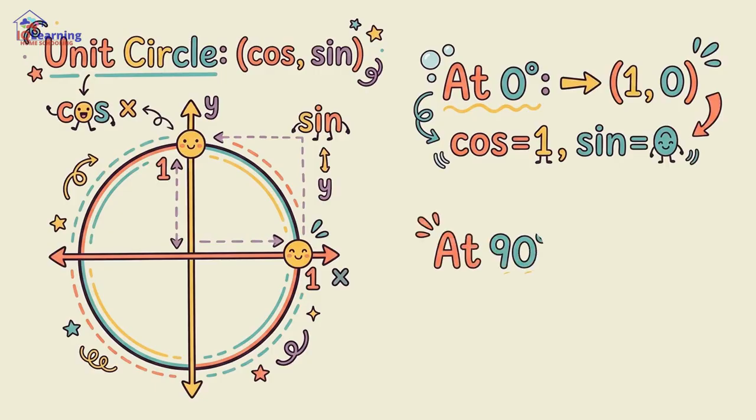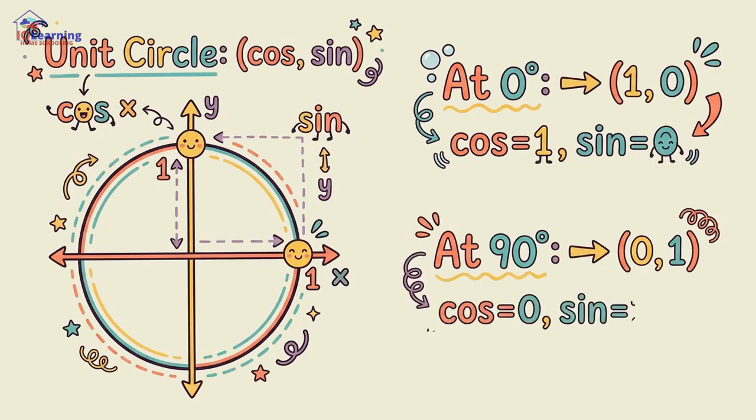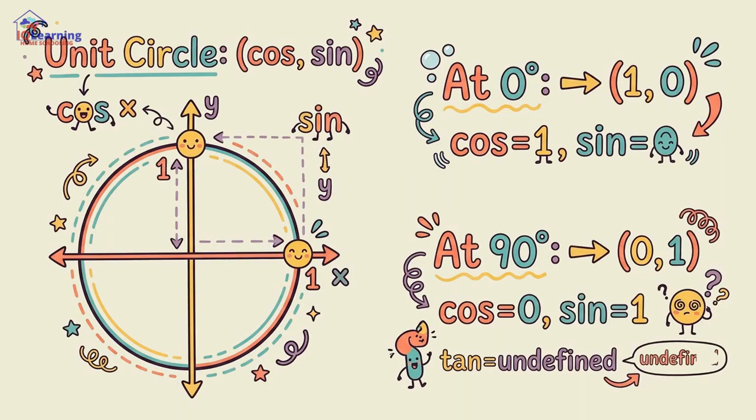At 90 degrees, the point is (0, 1). So cosine 90 is 0, and sine 90 is 1. Tangent becomes 1 divided by 0, which is undefined. Undefined does not mean 0. Division by 0 simply is not allowed.